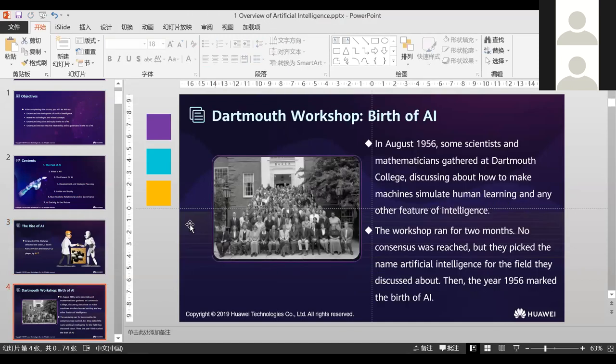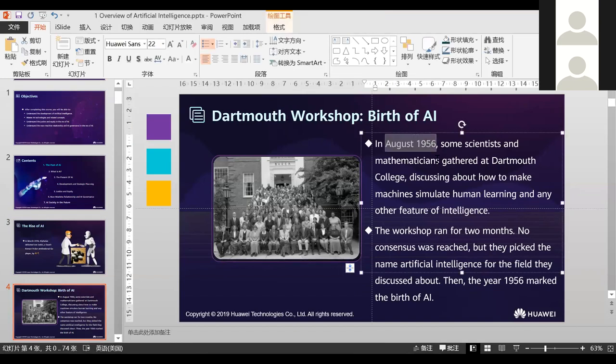So in this chapter, we talk about the past of AI. We may start from a very famous workshop, the birth of AI, where the term artificial intelligence came from: the Dartmouth workshop, in 1956. John McCarthy invited a lot of famous scientists and mathematicians to Dartmouth College, and the topic they discussed was how to make machines simulate the human learning process and other features of intelligence. In other words, how to make machines as intelligent as human beings, or even surpass human intelligence.